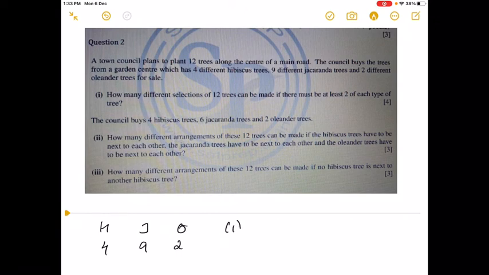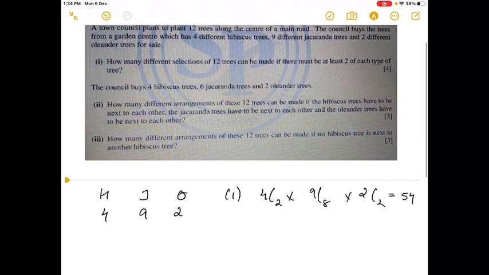Now the first part of the question goes like this. How many different selections of 12 trees can be made if there must be at least 2 of each type of tree? So first possibility could be, now see oleander are two, so you have to select those 2. I am selecting 2 hibiscus and I am selecting the rest 8 jacaranda. So if you solve with calculator, that will give me a total of 54.